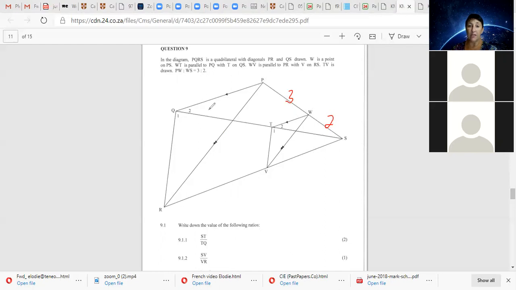ST to TQ. So there's another triangle with parallels. You see those two parallels? So same situation. Big, small. Okay, small triangle, big triangle. All right, so if they want ST to TQ, small to piece equals small to piece. So that will be 2 to 3.